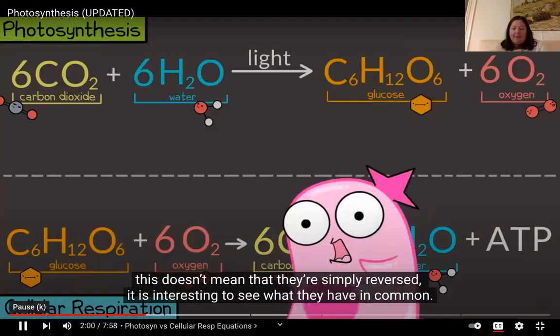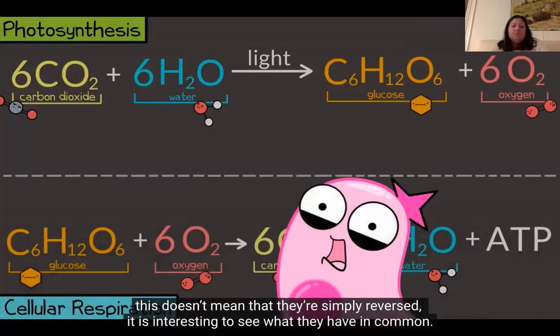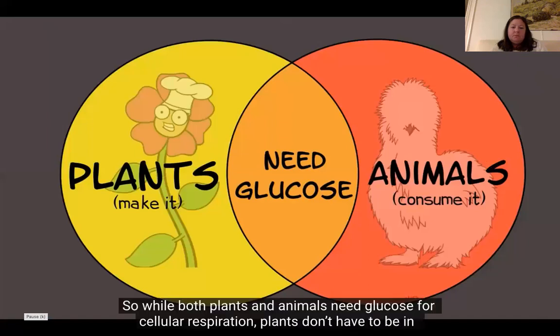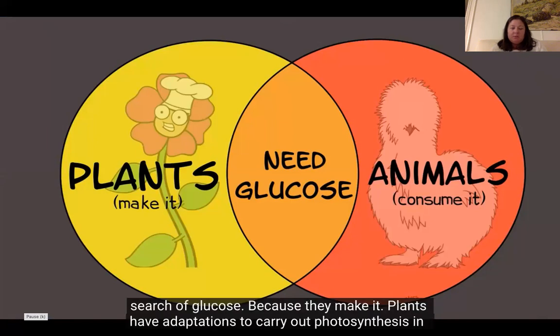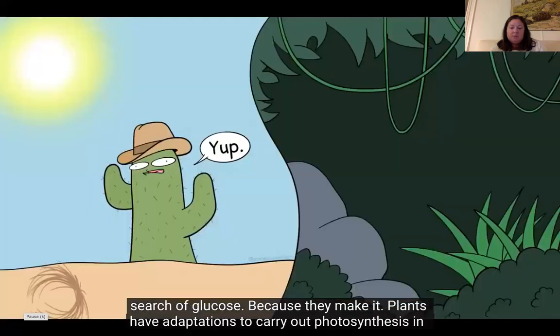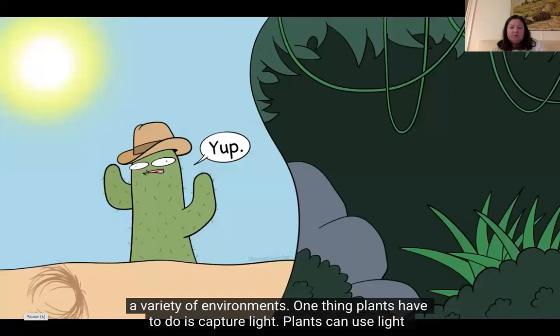Well, this doesn't mean that they're simply reversed. It is interesting to see what they have in common. So while both plants and animals need glucose for cellular respiration, plants don't have to be in search of glucose because they make it. Plants have adaptations to carry out photosynthesis in a variety of environments.